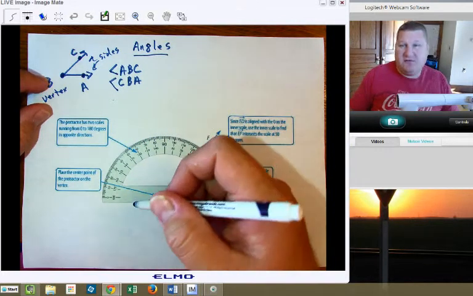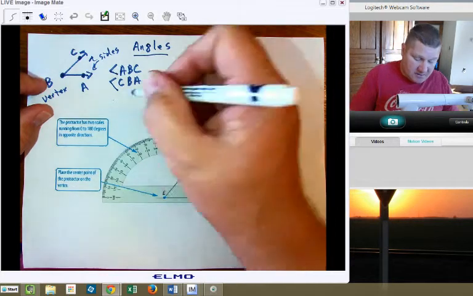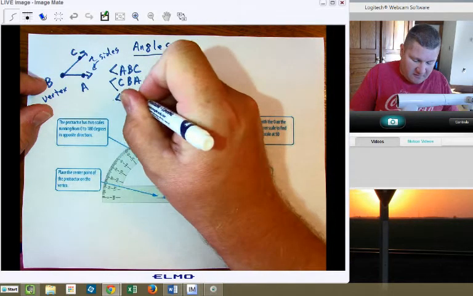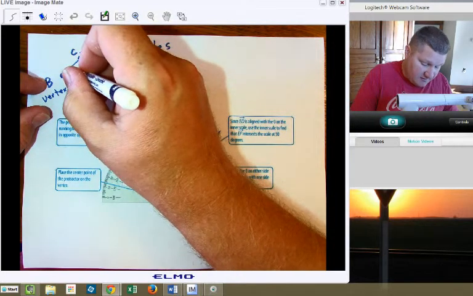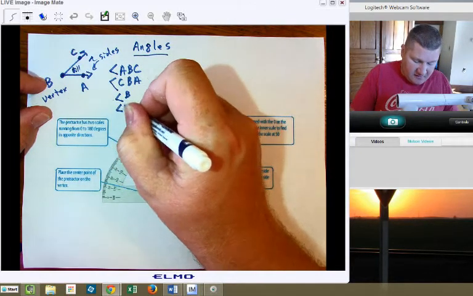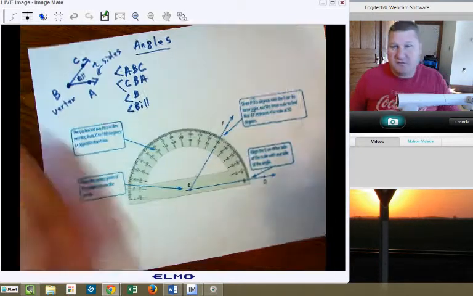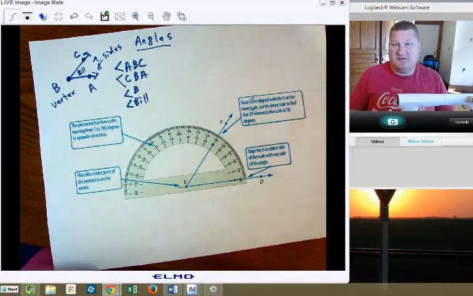Now, because I only have one angle and there's no question as to which angle I'm talking about, I could also just call this angle B. Now, if I had labeled it, let's call it angle Bill, I could also do that. I could call it angle Bill. So it all depends on what labels are assigned to the angle.